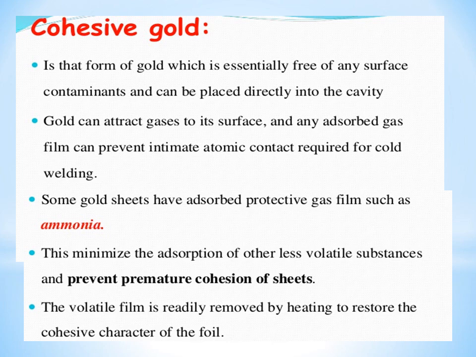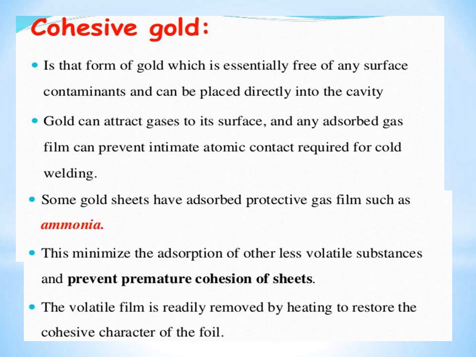Because gold can attract gases and any absorbed gases can prevent the intimate contact, we have to ensure that these have protective gas films such as ammonia. So this minimizes the absorption of other volatile substances and prevents the premature cohesion of sheets. So we don't want the sheets to cohere to each other before we place it into the cavity, and that is why the cohesive gold comes with a protective layer of ammonia.